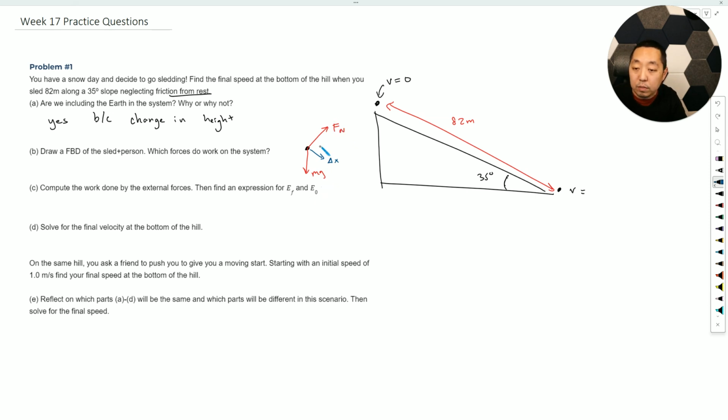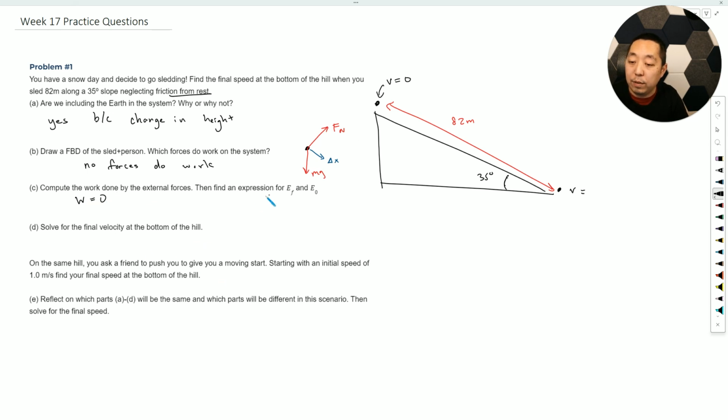And then gravity is internal to the system. So we say none, no forces do work, because we're including gravity as part of the system. The Earth is part of the system, so gravity is an internal force. It does not do work on the system. All right, compute the work done by external forces. Okay, so the work is 0.